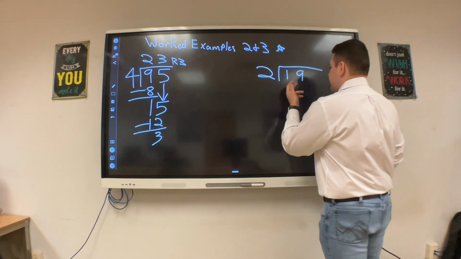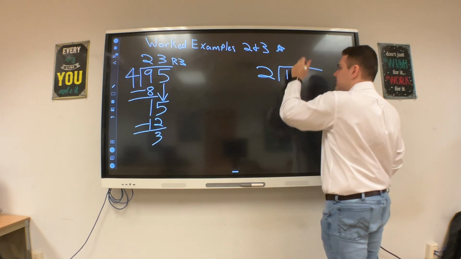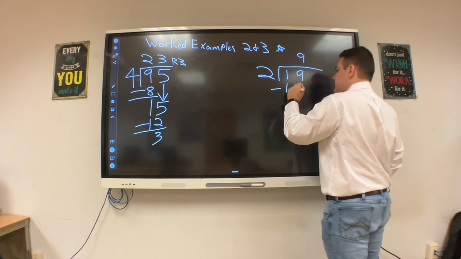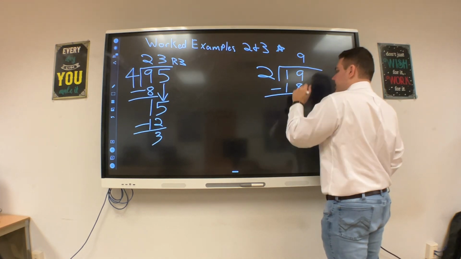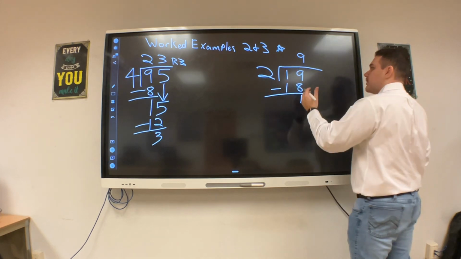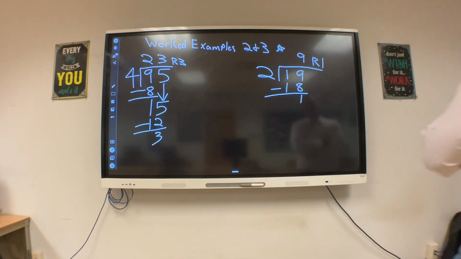And we got the same thing right here. 2 will not go into 1, but it will go into 19. That would be 9 times. 2 times 9 is 18. 19 minus 18 is 1. 2 will not go into 1. So we stick it on the end as a remainder. And so 19 divided by 2 is 9 with a remainder of 1.